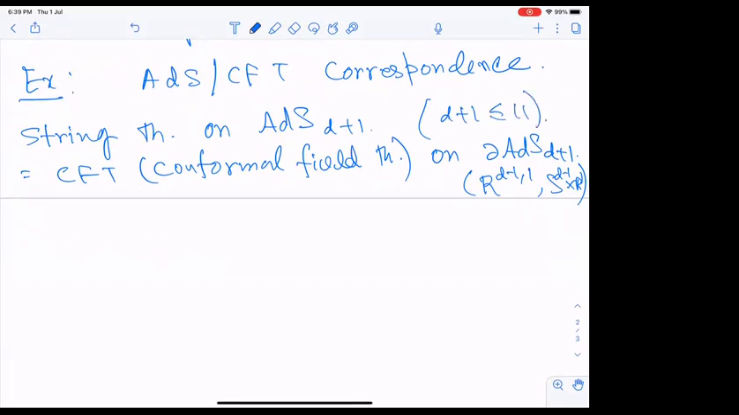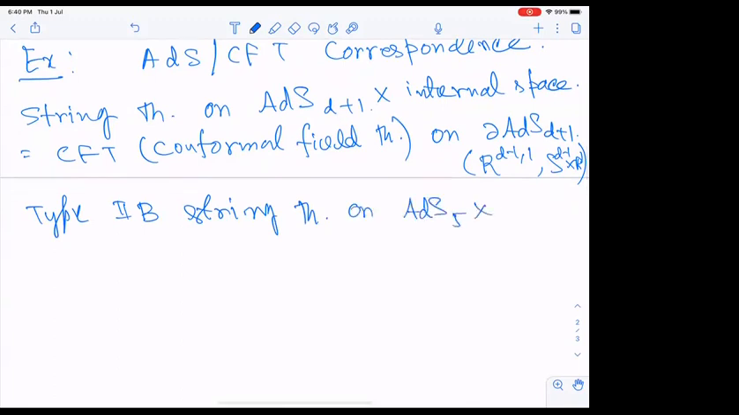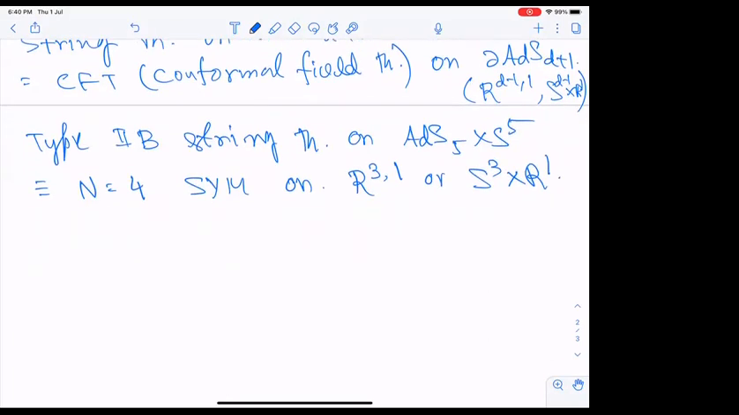11. Well, this is not exactly AdS; it is AdS_{d+1} times some internal space. To be more precise, say type IIB string theory on AdS_5 x S^5 is dual to N=4 super Yang-Mills on the boundary, which is say R^{3,1} or S^3 x R^1, whatever. So you also have this internal space, but the point is that the non-compact space is AdS_5.